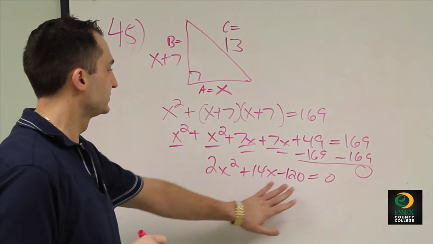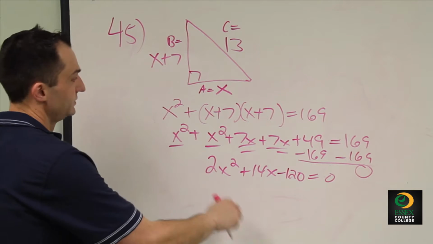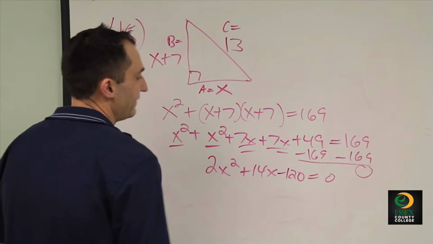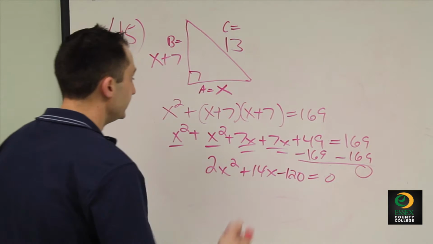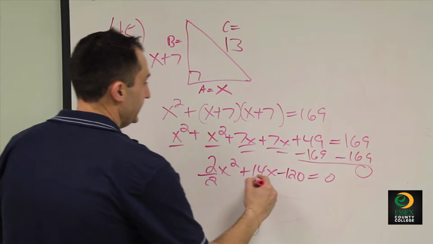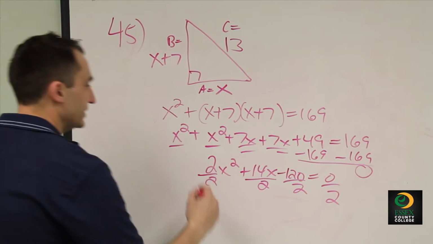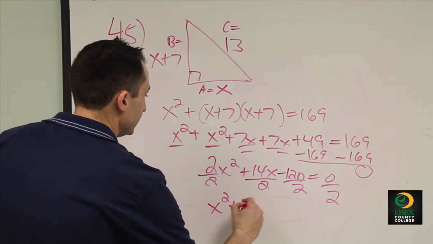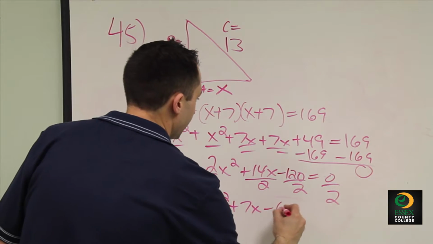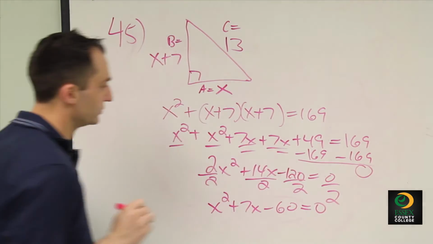Now we have to factor and solve this polynomial. Our first step would be to factor out what they have in common, and they all have a 2 in common. So we can divide each term by 2. And we're going to be left with x squared plus 7x minus 60 is equal to 0.